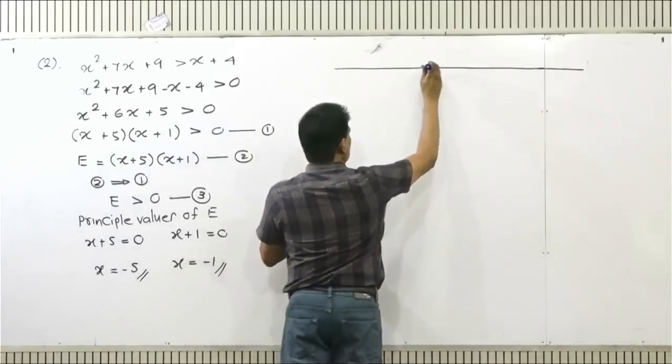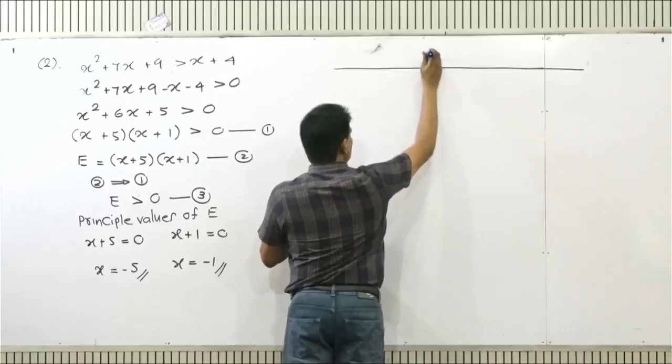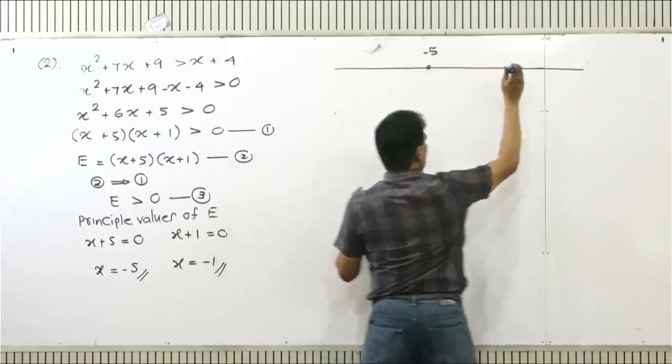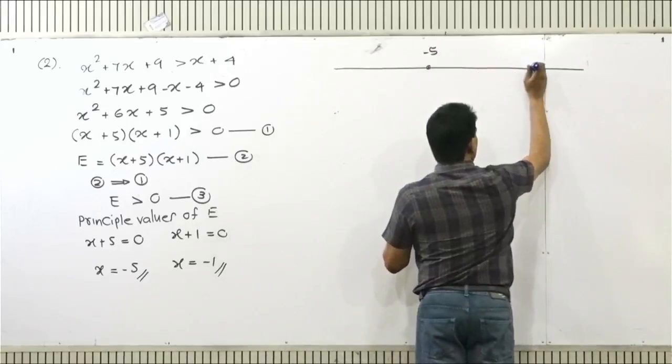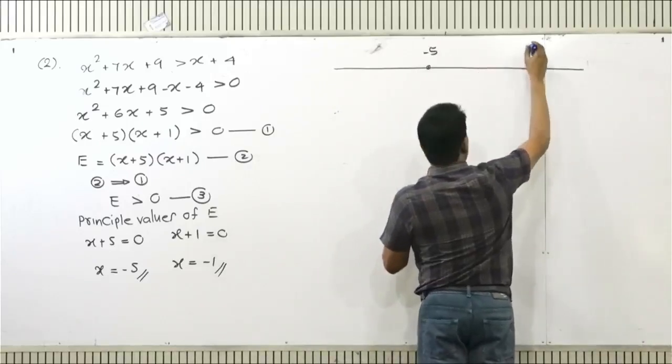Now we have to mark these principal values on the real number line. Minus 5, minus 1.